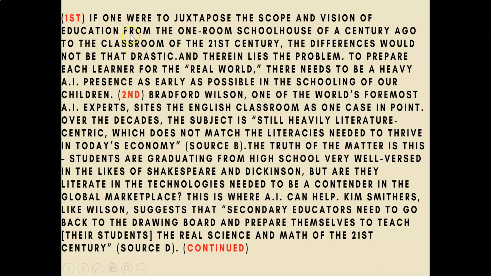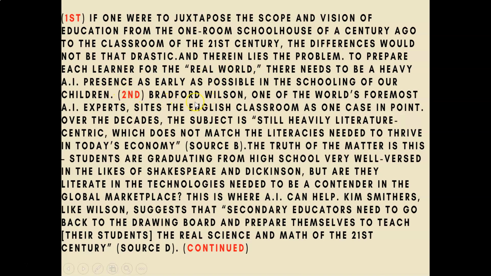So 3 sentences, first premise. If one were to juxtapose the scope and vision of education from the one-room schoolhouse of a century ago to the classroom of the 21st century, the differences would not be that drastic. And therein lies the problem. To prepare each learner for the real world, there needs to be a heavy AI presence as early as possible in the schooling of our children. Let's follow the same protocol. What's the promise? The promise is AI prepares kids for the real world, that the real world has a lot of AI. 4th sentence begins the second premise.